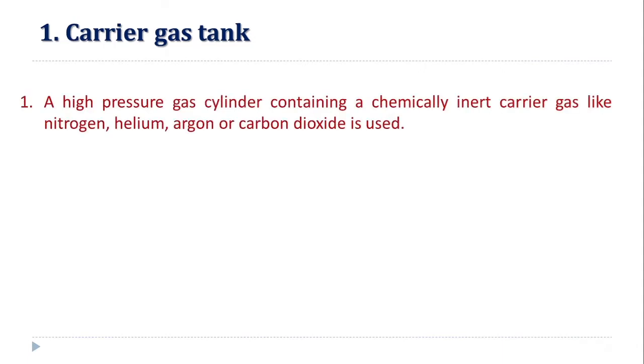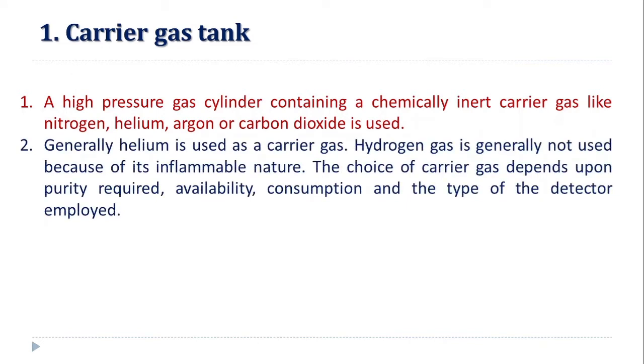The first part is the carrier gas tank. It is a high pressure gas cylinder containing a chemically inert carrier gas like nitrogen, helium, argon or carbon dioxide. In gas chromatography, gas is the mobile phase, so we can use helium, nitrogen, argon and carbon dioxide. Generally, helium is used as the carrier gas. It is a neutral, inert gas. Hydrogen is not generally used because it is inflammable in nature.